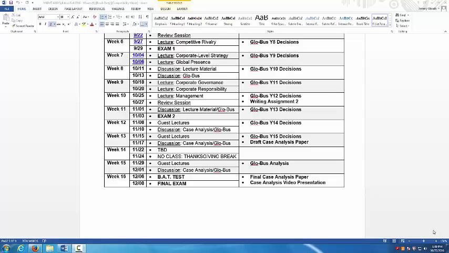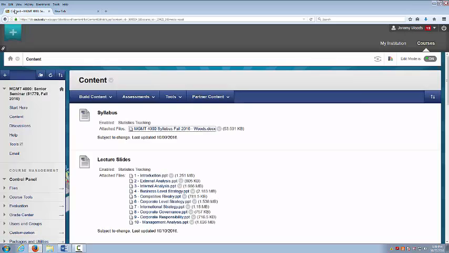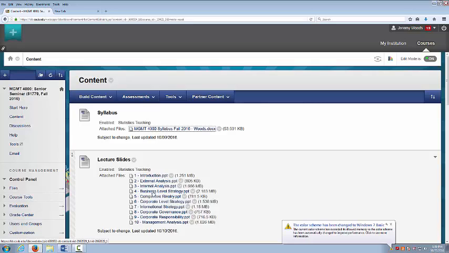Basically, to answer Hisham's question as well, the chapters from the book that we're covering are 4 through 9. If we look at the lecture slides, we're not going to cover corporate governance, corporate responsibility, or management analysis. So we're starting with business level strategy, competitive rivalry, corporate level strategy, international strategy. That's what's on the exam.